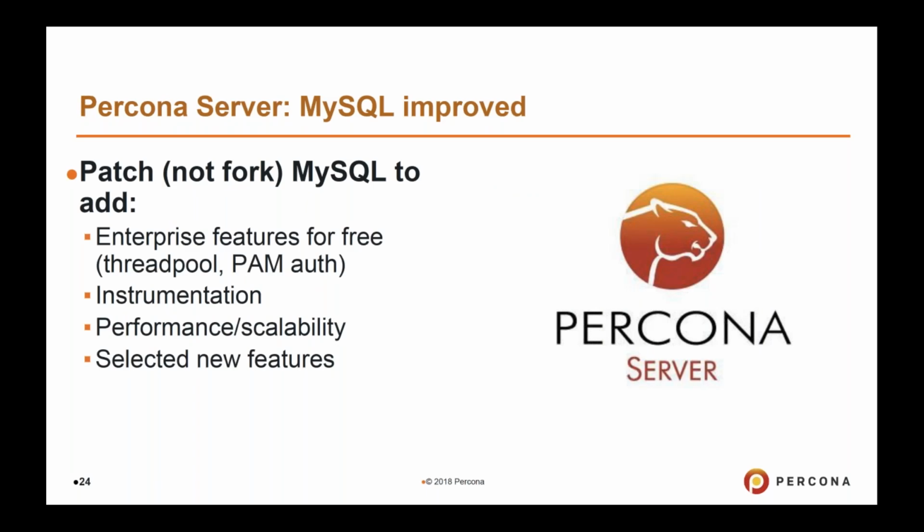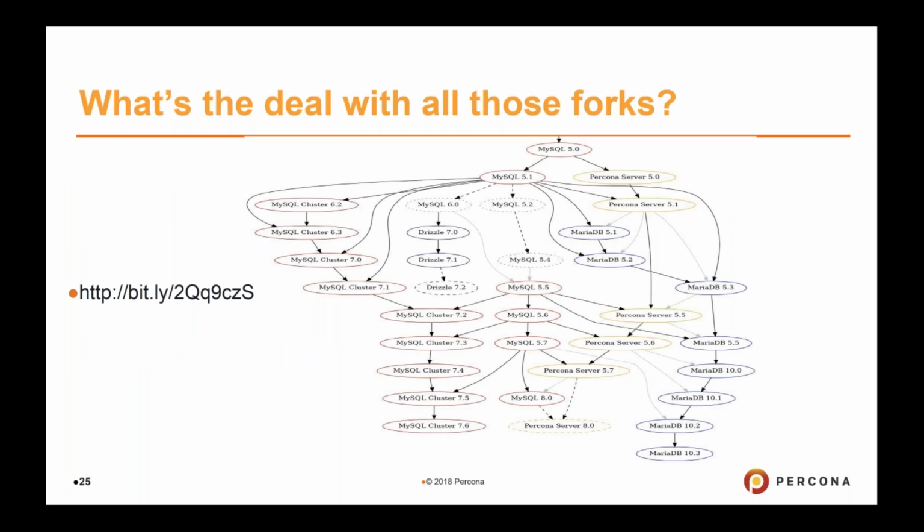Yeah. So a little bit about Percona. It's not a fork, it's a patch with the following enhancements: enterprise features like thread pool, PAM authentication, audit logs, all of which are enterprise features, better performance, scalability. These kinds of additional things we have in Percona Server. If you see how Percona works and how the other folks work, this diagram explains from where what is coming.